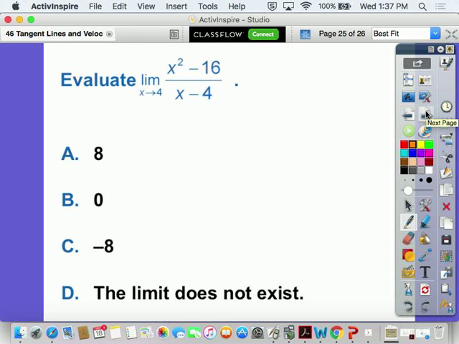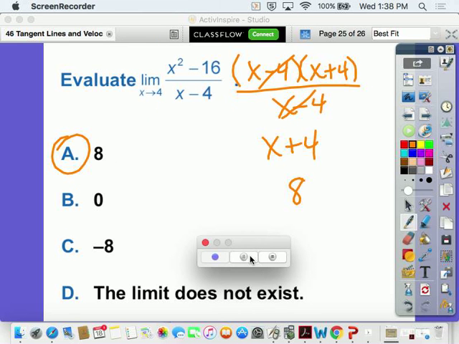Here's the next one. With this one, when you plug in 4, you got 0 over 0, which means you can simplify it by factoring the top, canceling out x minus 4, leaving you with x plus 4. So then when you plug in 4, you get 8.